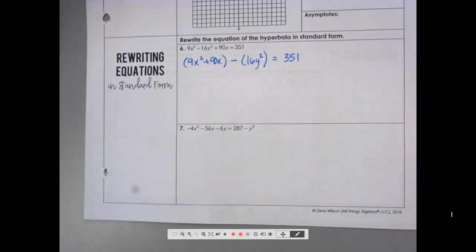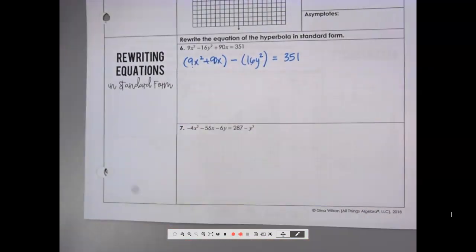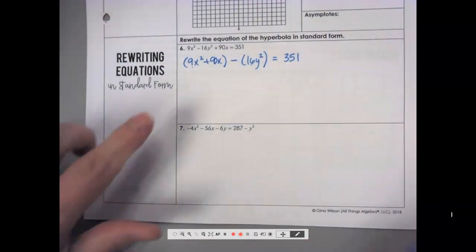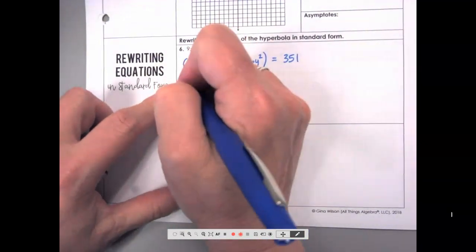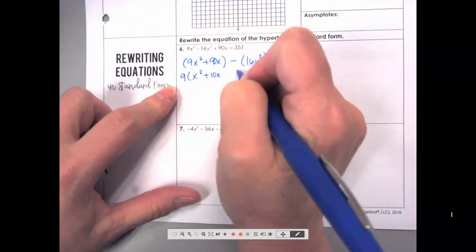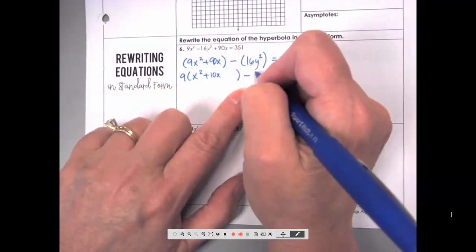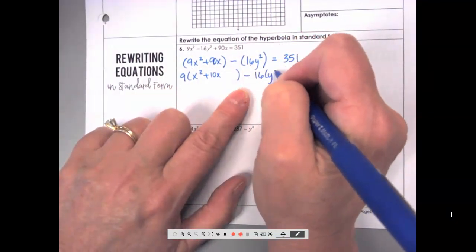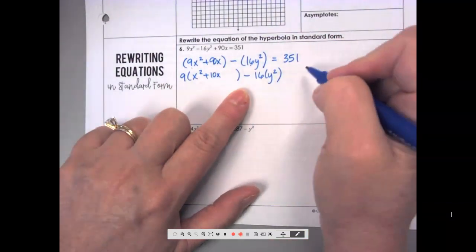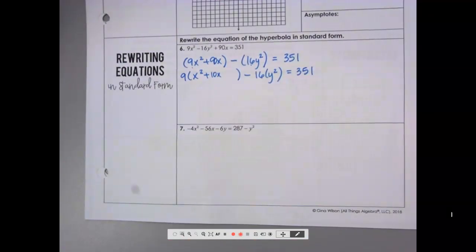Okay, so do you remember with the ellipse what we did if there was a coefficient here? We factored it out, didn't we? Okay, so we're going to do the same thing. I'm going to factor out this 9. X squared plus 10x, leave your space. Now, I'm going to bring the 16 out there, but there's nothing else to factor it out of. Okay, so far, same as with the ellipse.